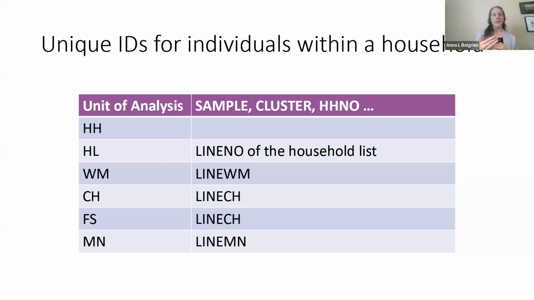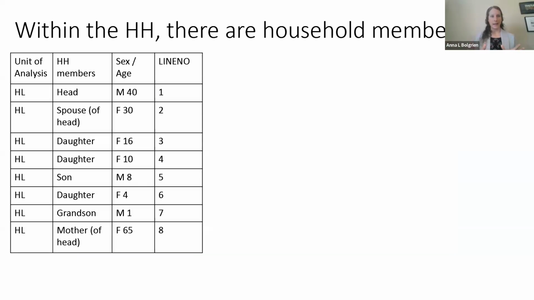And that line number, the variable name changes across the different data sets. So LINE WM for the woman's line number, LINE CH for the child's line number. But all of these line numbers refer back to the line number present from the household roster. Let's make this a little bit more concrete by showing an example household roster. And we will be working with this household throughout the rest of this presentation portion.